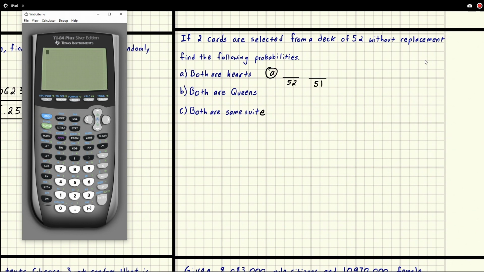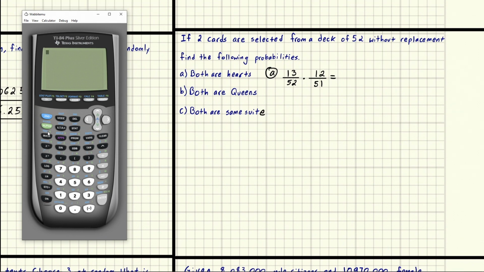We want them both to be hearts. Hearts are a suit. There are 13 cards in each suit. So that means that for the first card, there will be 13 of them. There are 13 hearts. And then for the next card, there's going to be 12 of them because we lost one of the hearts because we picked a heart. And so now we're only left with 12. So when we multiply these, we'll get our answer.